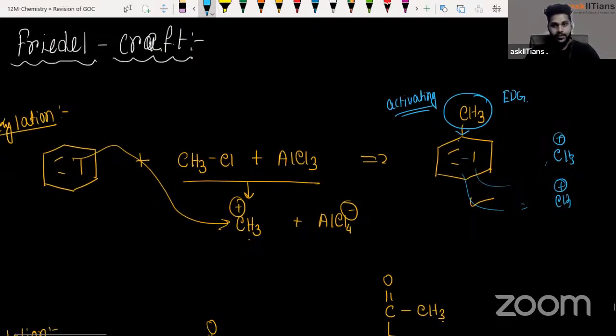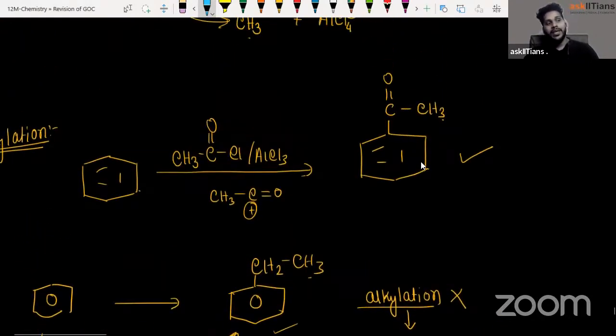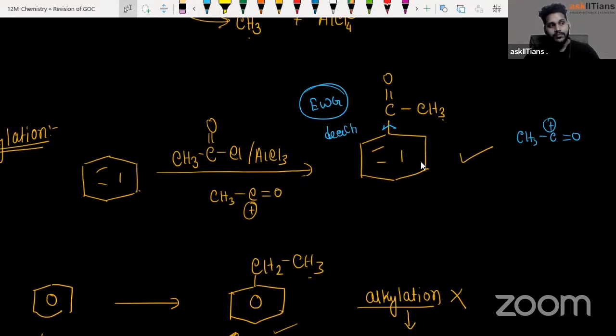On the other hand, for acylation, even if you have extra acylium ions in the reaction medium, you would never get a polyacylated product because this is electron withdrawing. It's a deactivator. Isn't it a very nice explanation? So we knew about this concept, but this is the exact explanation. That's why acylation is favored, because the ring is deactivated. So you cannot go beyond mono products.